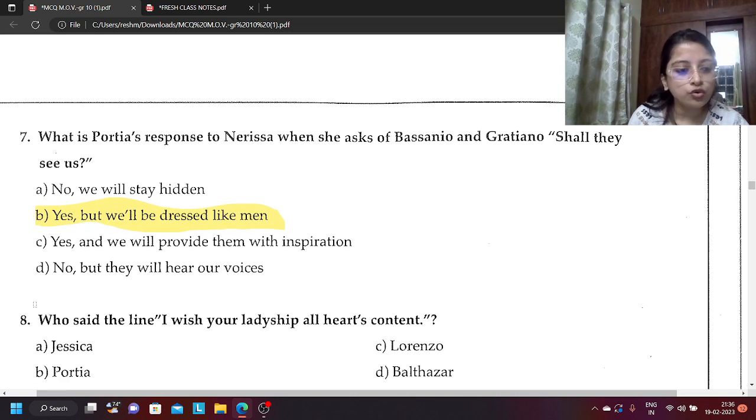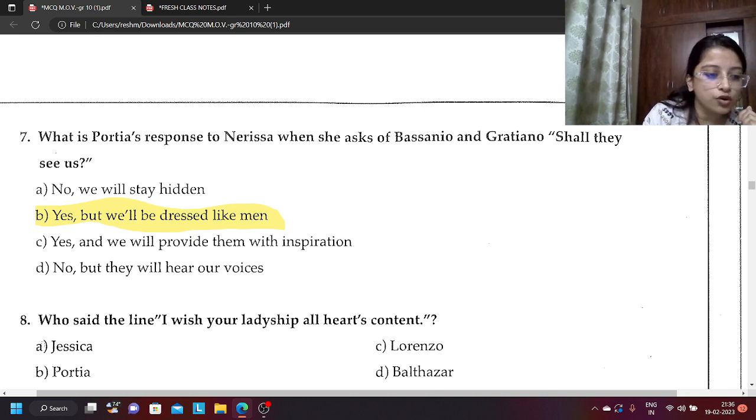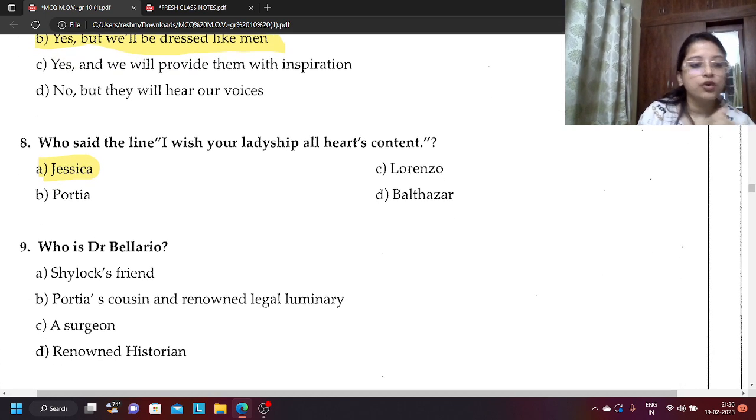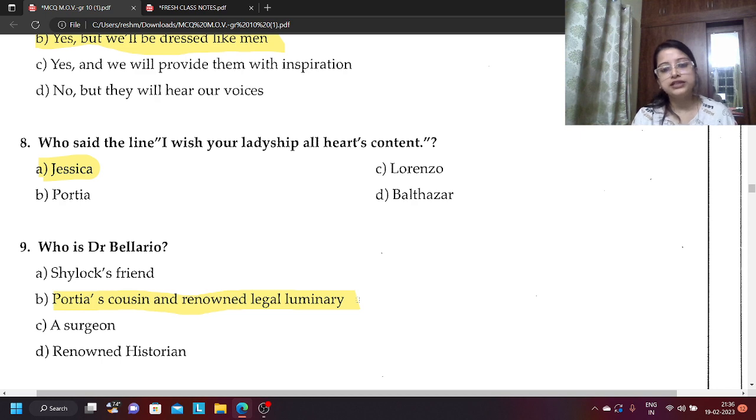Number 8. Who said the line, I wish your ladyship all hearts content? Jessica, Portia, Lorenzo, or Balthazar? Who said this? Of course, Jessica. So option number A. Let's move to number 9. Who is Dr. Bellario? Shylock's friend? Of course not. Portia's cousin and renowned legal luminary. Let's see the next one. A surgeon? Maybe. Renowned historian? No. So between B and C, the best option, where are the most information provided? Number B. Portia's cousin and a renowned legal luminary.